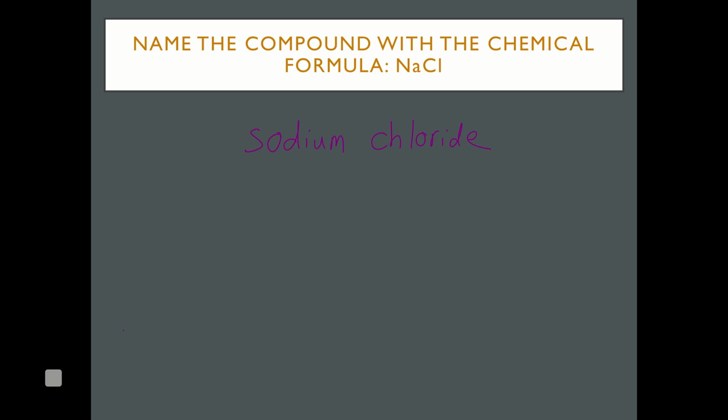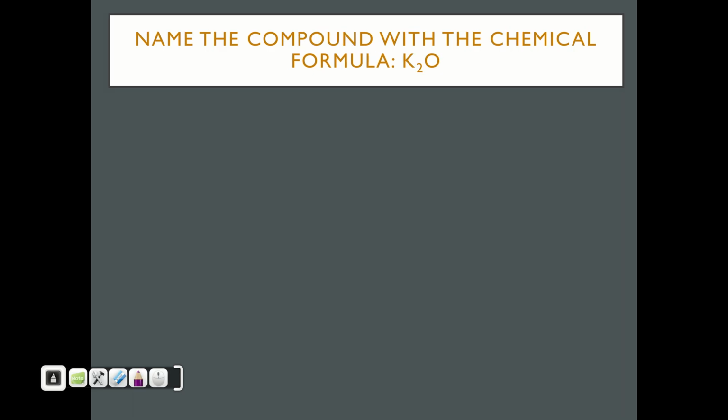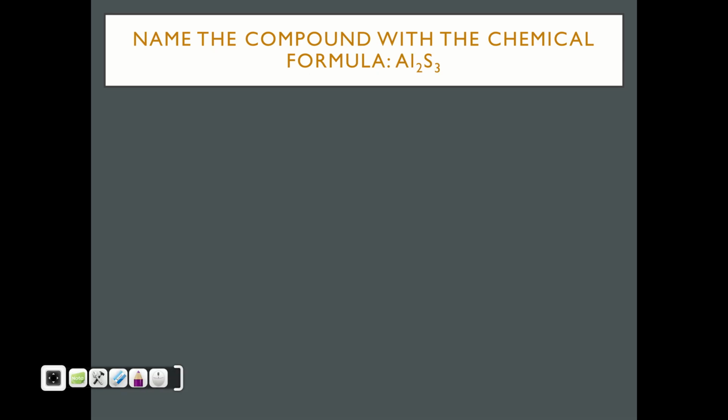Big thing is no prefixes for ionic compounds. Okay? We just write the metal and then the non-metal with ide. So this one right here, I don't even care about the subscript. I just look at it, I go K, K is potassium, O is oxygen, which becomes oxide. One more, Al2S3, Al is aluminum, S is sulfide.